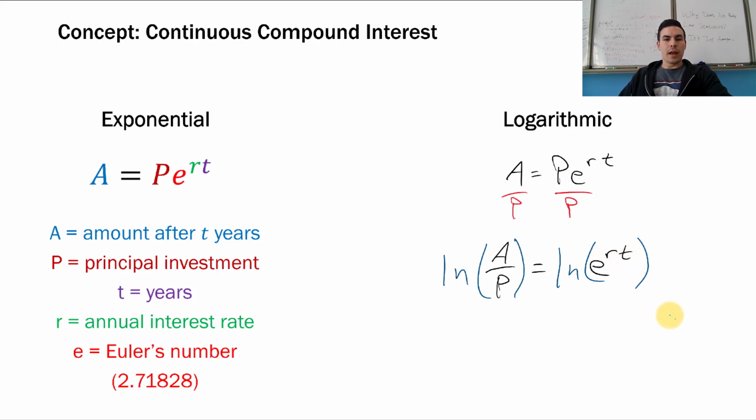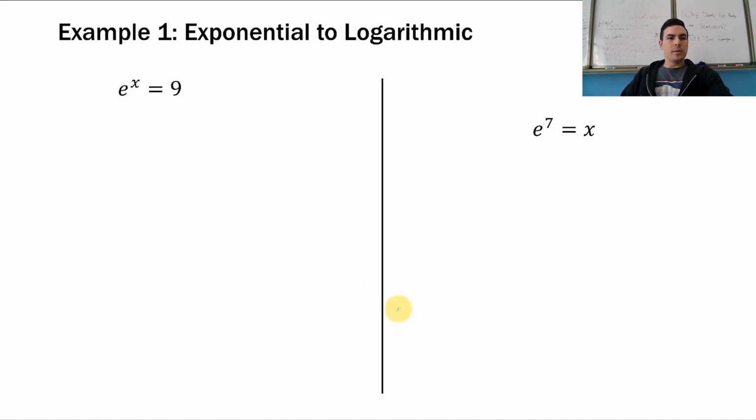And I'll show you how that happens in the next slide, but we've kind of seen that before. Okay, so this is going to be our logarithmic representation: natural log of A over P equals rt. Again, my A, P, r, and t are what I have over here. All right, so let's get into some examples here.